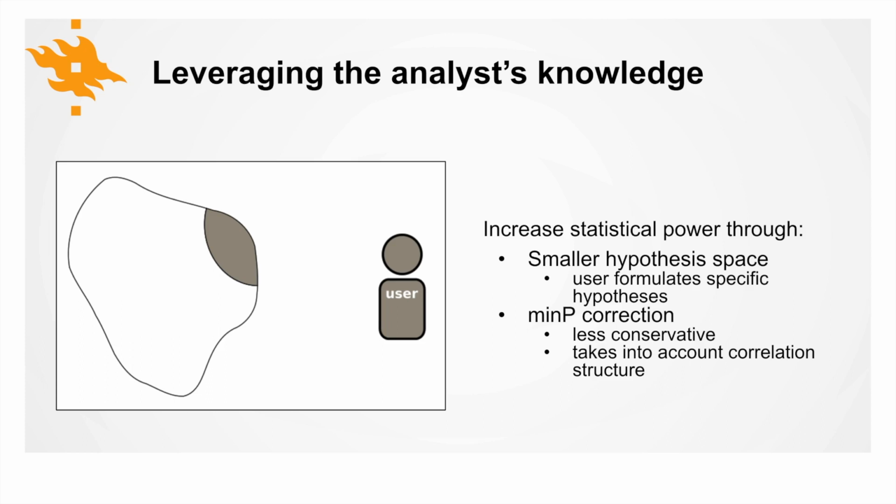A further improvement comes from the choice of multiple hypothesis correction. We use a min-p resampling procedure that takes into account the correlation structure of the data. This makes it less conservative than traditional methods like Bonferroni. We can omit the multiple hypothesis correction if our data is splittable.